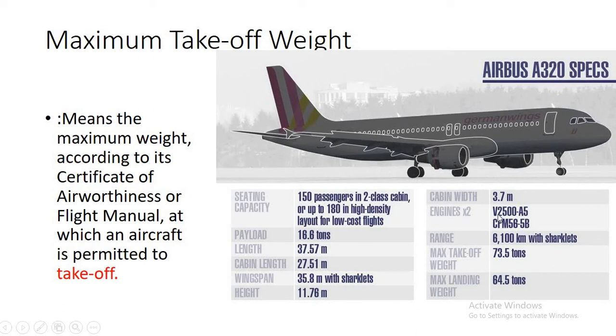So sometimes an aircraft will take off and due to some emergency it has to land. That time you have to either burn fuel, go for a go-around at an airport, burn fuel, and reduce the weight to that maximum landing weight. Then only you should attempt landing.